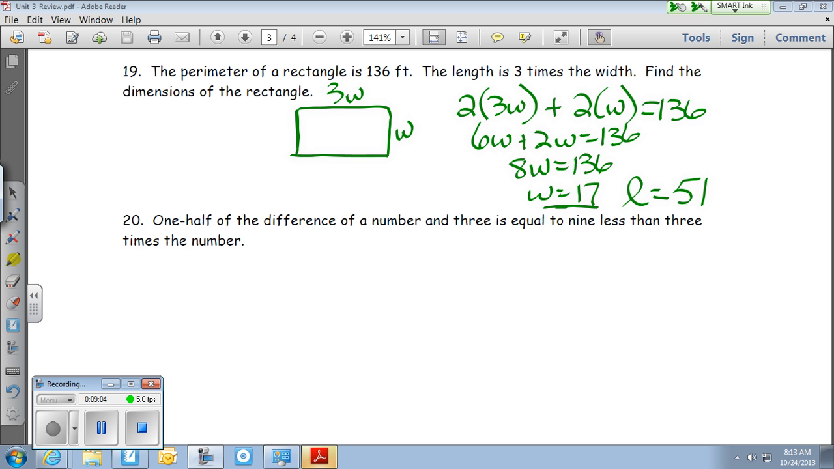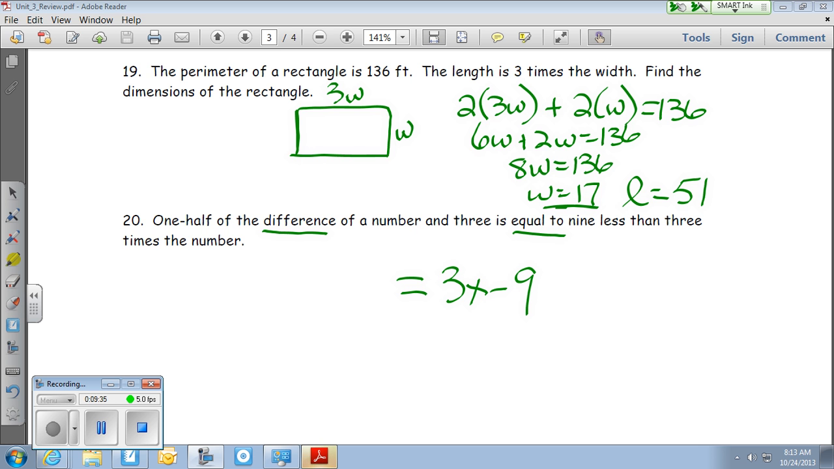All right, number 20. 1/2 of the difference of a number and 3 is equal to 9 less than 3 times the number. So just keep reading it until you finally see that math problem in your head. 1/2 of the difference, so look at all your keywords, the difference of a number and 3 is equal to, I know there's an equal sign, 9 less than, so it's going to be minus 9 at the end, 3 times the number. So I know that's 3x minus 9.